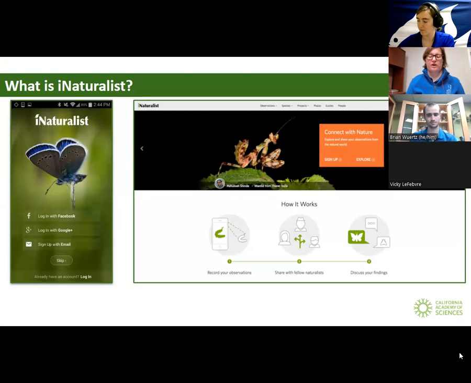So iNaturalist is a very popular nature app that over a million users around the world use, as well as the web-based format. All these plants and animals, and like Morgan said, anything that was living or is living, you can contribute to iNaturalist. On the screen, you can see on the left is what the app looks like. I believe it's available on Android and Apple devices. And on the right is what the main screen of the web version looks like. Today, we'll mostly be talking about the app version, but you're more than welcome to ask us questions about the website as well.